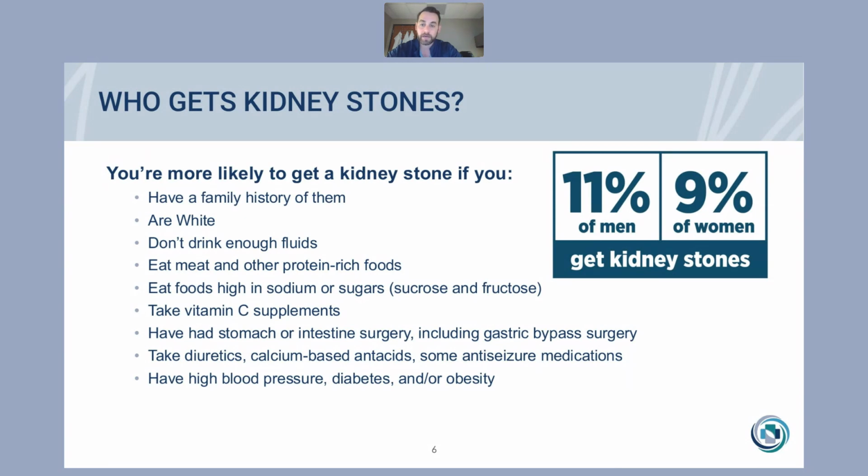Folks who have had stomach or intestine surgery, like gastric bypass, are at increased risk for forming stones. They get something called fat malabsorption, where the calcium and the fat bind in the gut, and then you have more oxalate, which is able to get into the urine and bind with calcium there. Diuretics and calcium-based antacids, and anti-seizure medications can play a role. And then there are other comorbidities that increase your risk of stones, like high blood pressure, diabetes, and obesity.